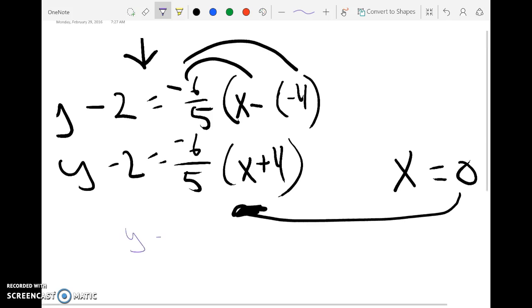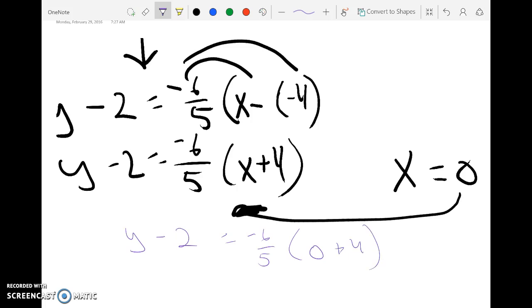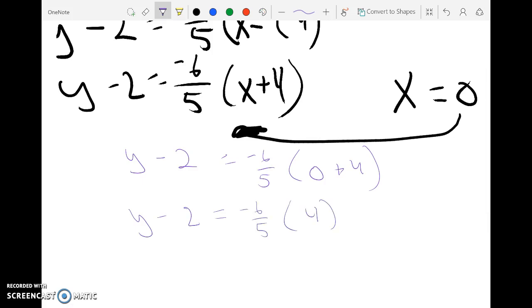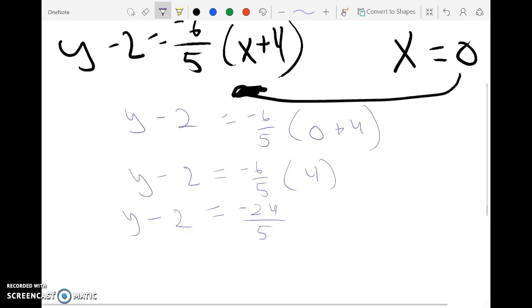So I get y minus 2 is equal to negative 6/5 times 0 plus 4. Okay, and then from here I get y minus 2 is equal to negative 6/5 times 4, because 0 plus 4 is 4, and then I get y minus 2 is equal to negative 24/5. Alright, because I'm multiplying fractions here. And then I add 2 to both sides.